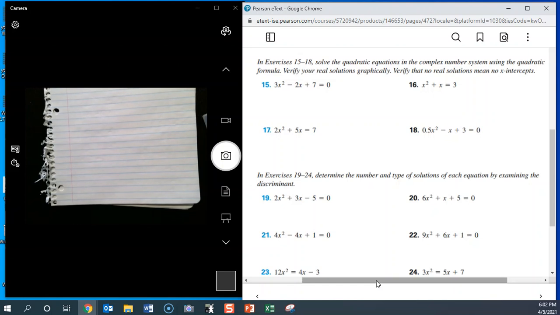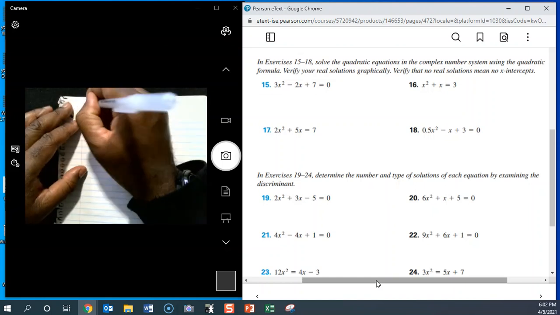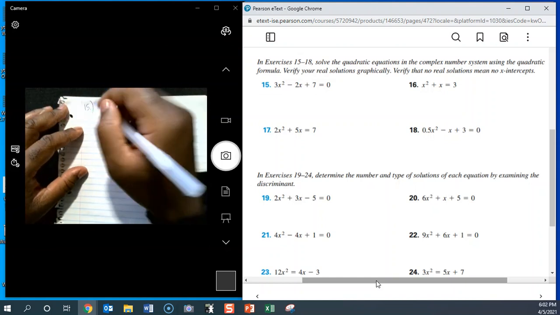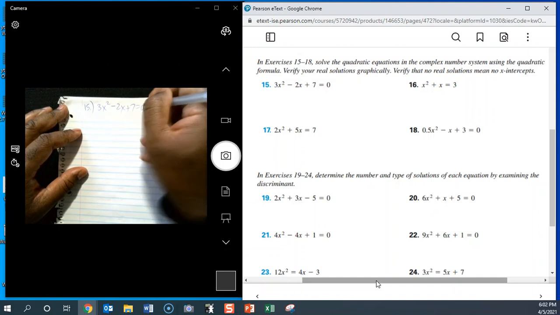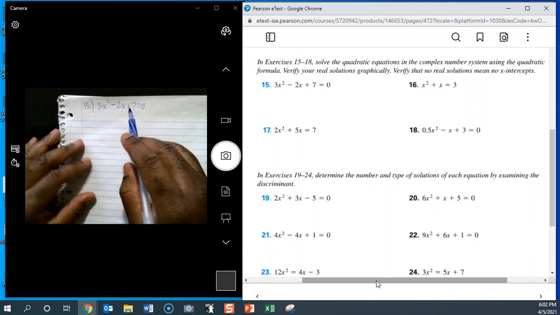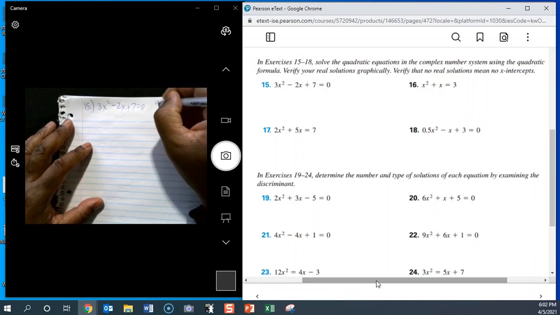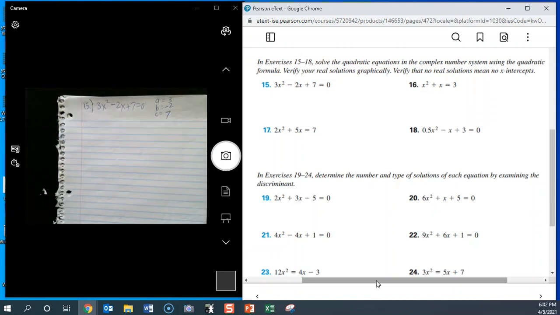Okay. So what's nice about problem 15 is it's already set up in the quadratic form. So in basic form, 3x squared minus 2x plus 7 equals 0. Now, we don't have anything we can factor out here. So we could list our a, b, and c. Our a is 3, our b is -2, and our c is 7.